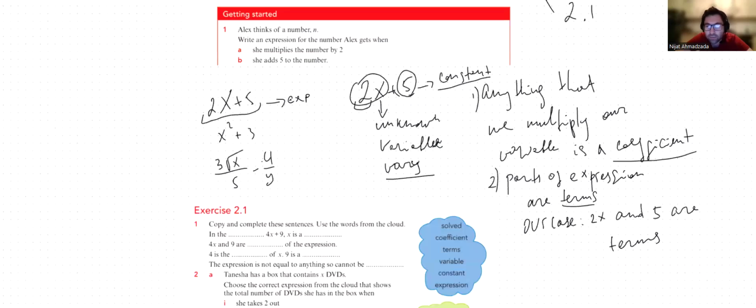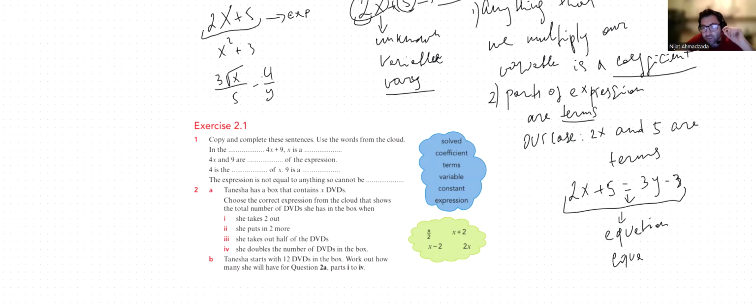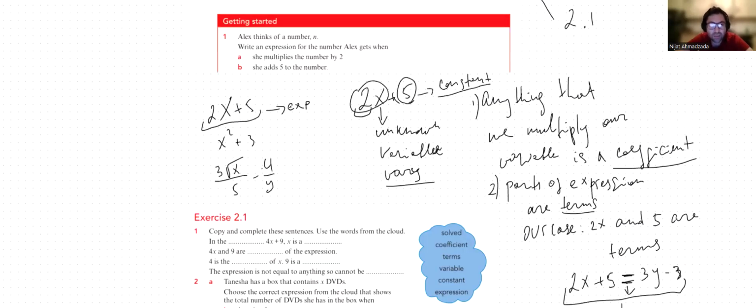And also, let's see something like this. If we have 2x plus 5 is equal to 3y minus 3, for example, anything like that, whenever you see this equal sign, then the whole thing is called an equation. Let's try to remember it this way: the word equation is very close to the words equal to, right? So whenever you see this equal to sign, we call it an equation. It comes from equal to, equation. Okay? That's it. There is nothing else we need to learn in this chapter.